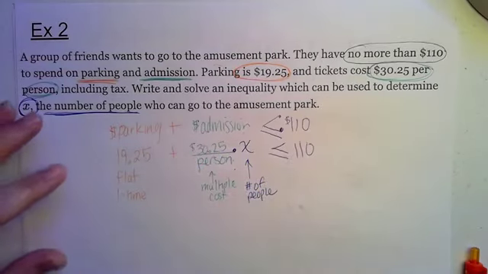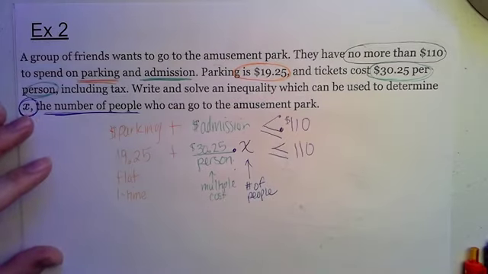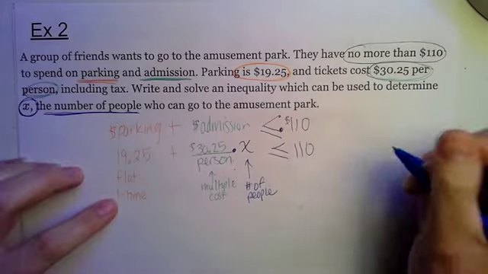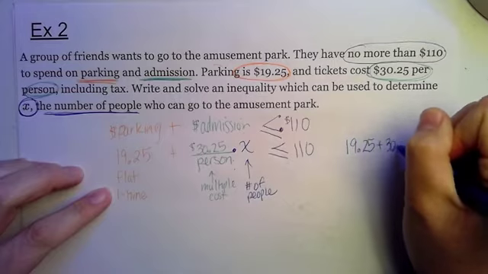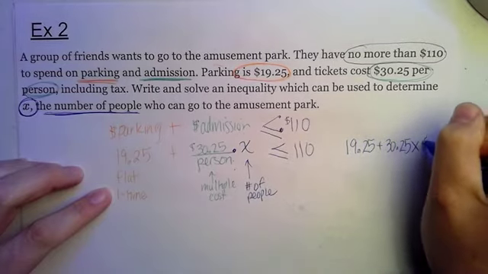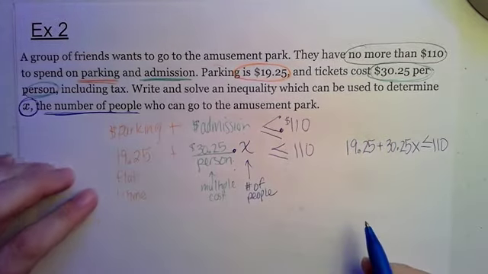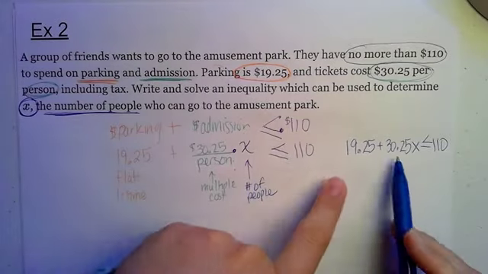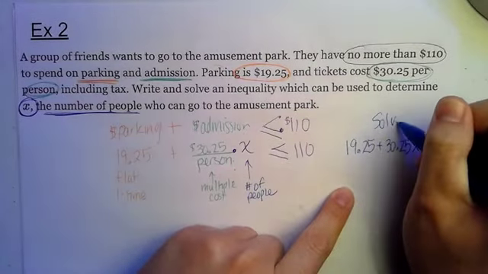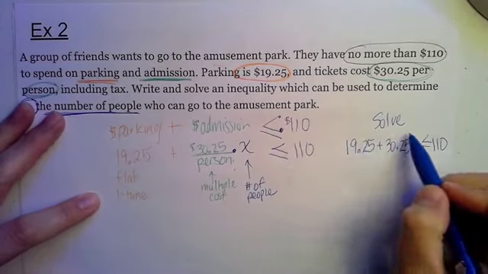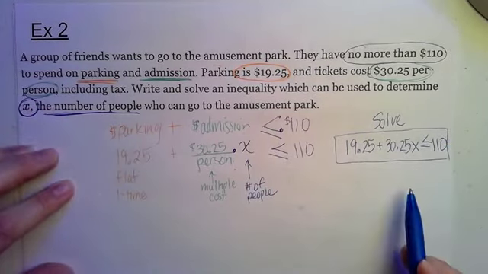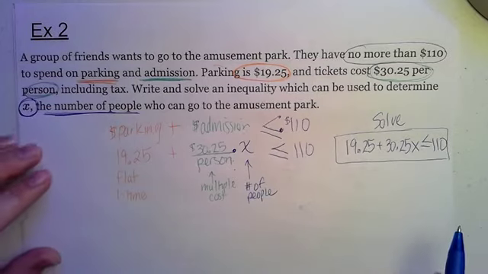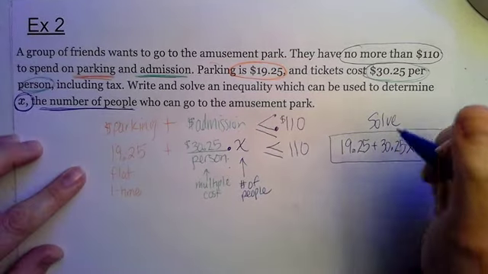So this is our inequality for this problem. So that is the setup right there. It is $19.25 plus 30.25x is less than or equal to 110. Right there is the setup, and now we also have to solve it. So I think you're going to have to write this in. This is your equation that you're solving. And then you also have to actually solve it. So this is the inequality.